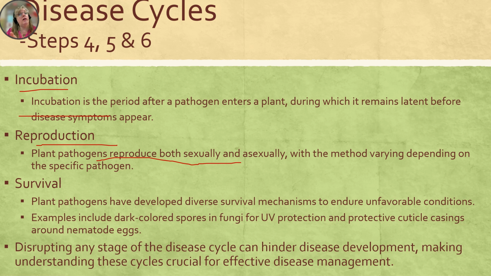Like I said, these are all biotic diseases. These are all living diseases, and they all want to keep living. So you have to do this reproduction thing, and this portion is where they're getting ready to spread into other plants. And then they have survival. The plant pathogens have developed diverse survival mechanisms to endure unfavorable conditions. Even if you are trying to kill this disease, they might still make it.